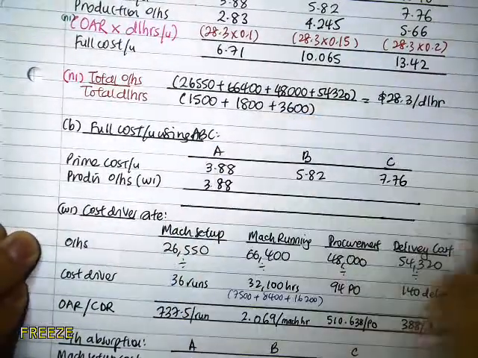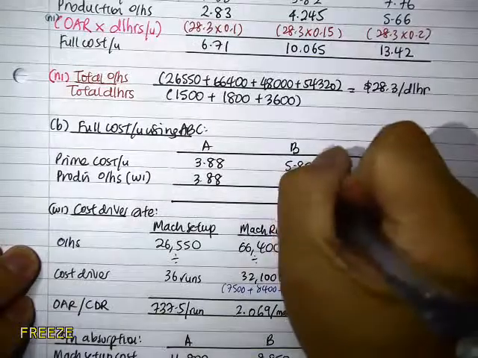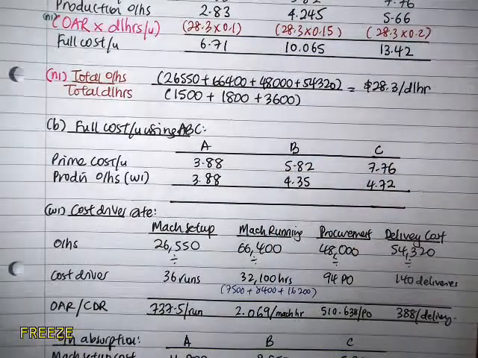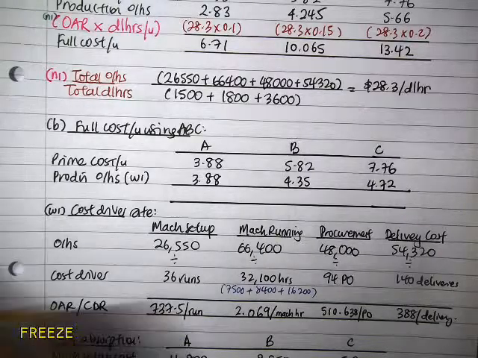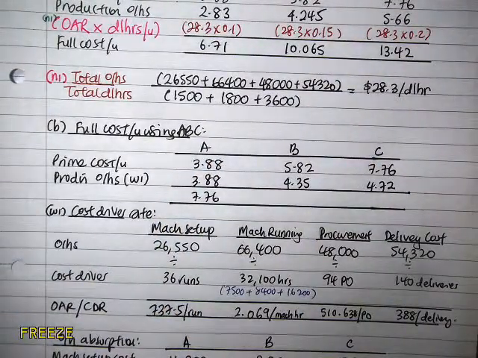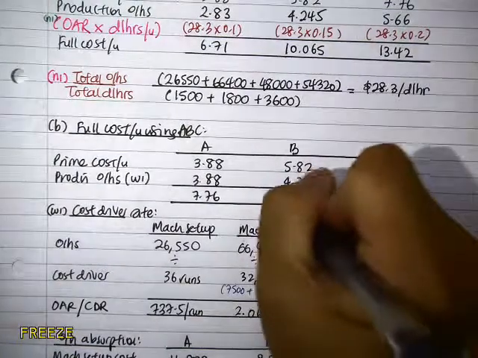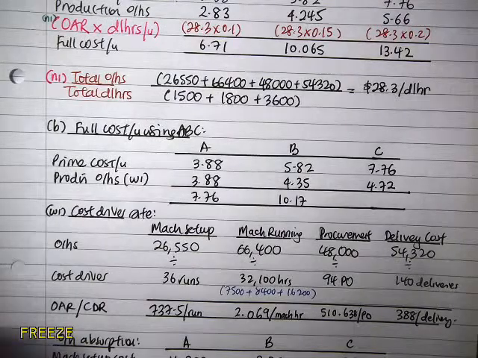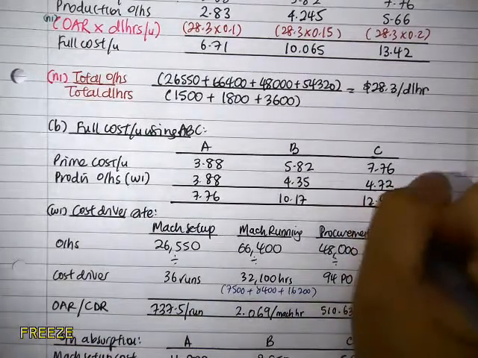So 3.88, 4.35 and 4.72. 7.76, 10.17 and 12.48.